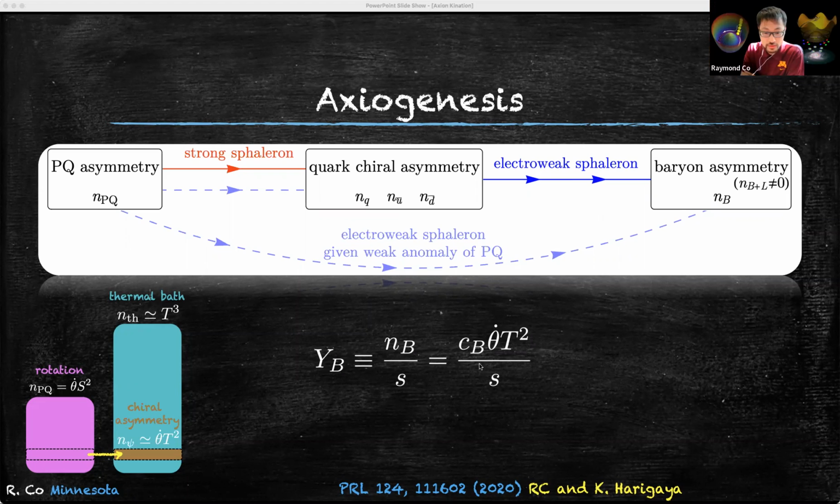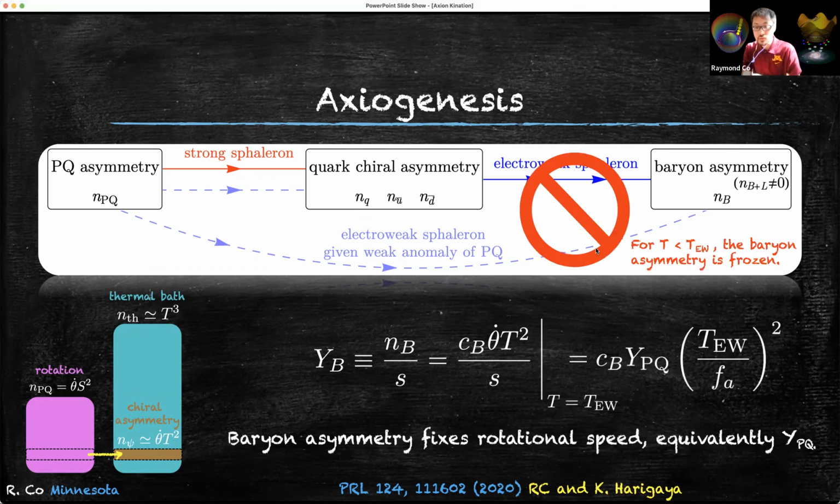And the expression is given by this. This is some theta dot times T squared coming from here. And this dimensionless CP coefficient tells you how efficient this transfer is. This S is the entropy density, so this quantity scales with the temperature. The question is, when we evaluate this expression to get the final baryon asymmetry, the answer is the electroweak phase transition temperature. Because at that point, the electroweak sphaleron processes go out of equilibrium, then the transfer stops. The number density of the baryon gets frozen.